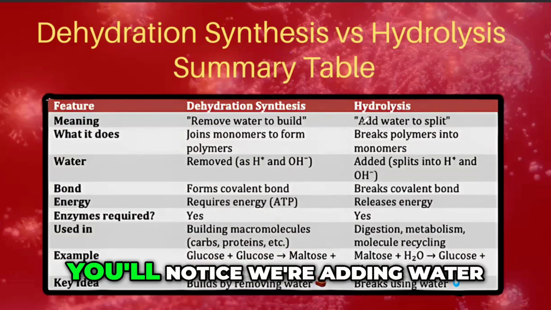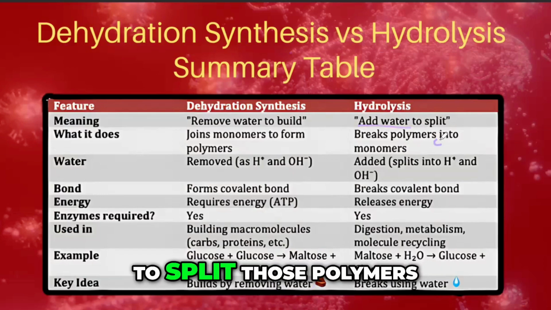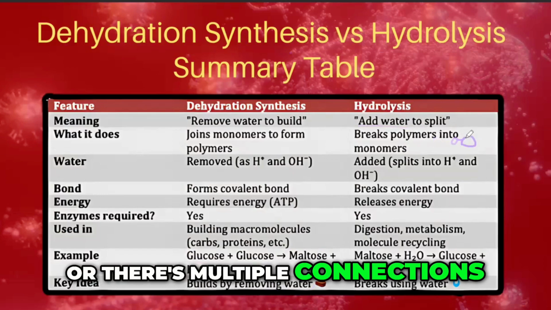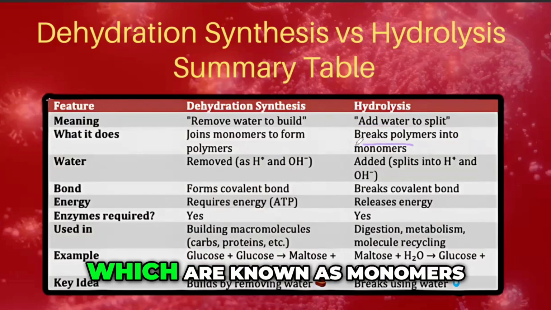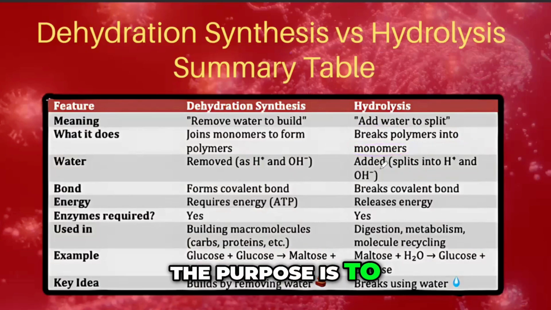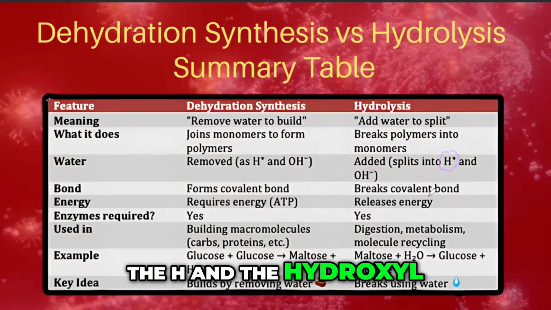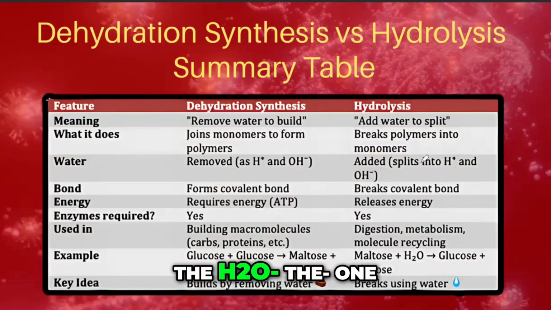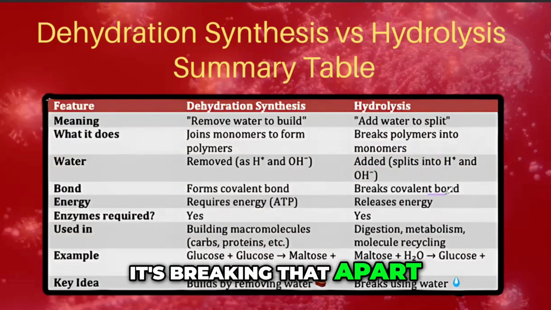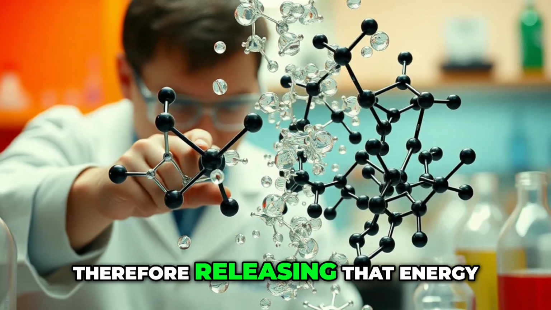Now, for hydrolysis, you'll notice we're adding water, and the goal is to split those polymers, where there are multiple connections, by breaking them apart into two or many separate little parts, which are known as monomers. The purpose is to add water, and then that H2O is split, where now you have the H and the hydroxyl. So it splits the water molecule into one of the hydrogens from H2O, and the OH from the O and the remaining H. Essentially it's breaking the covalent bond, therefore releasing energy.